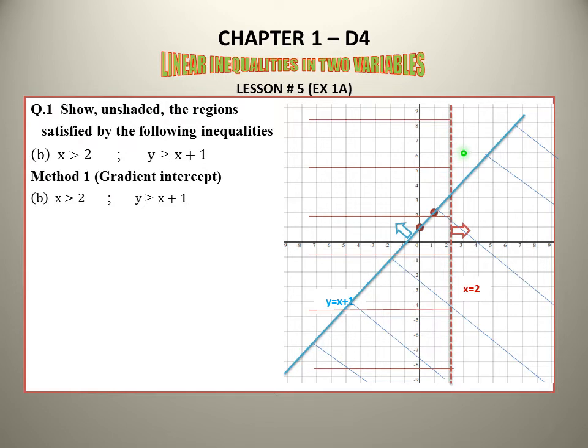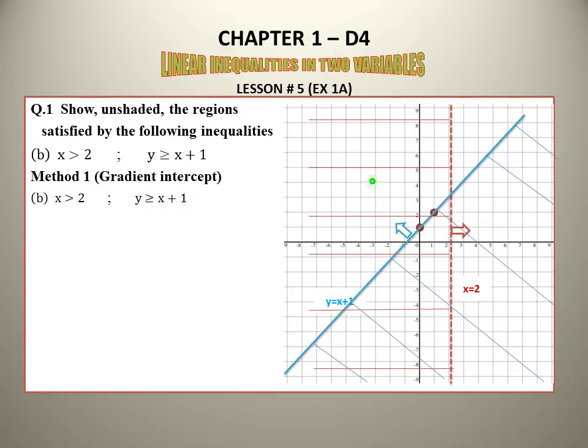Suppose you take this point. What are the coordinates of this point? We have 3 on the x-axis and 6 on the y-axis. So put these coordinates in these inequalities: x greater than 2 and y greater than x plus 1. Because there is only x, putting x here we get 3 greater than 2, which is a true statement. And then in this inequality, if you put x is equal to 3 and y is equal to 6, we get 6 greater than 3 plus 1, 6 is greater than 4, which is also true.